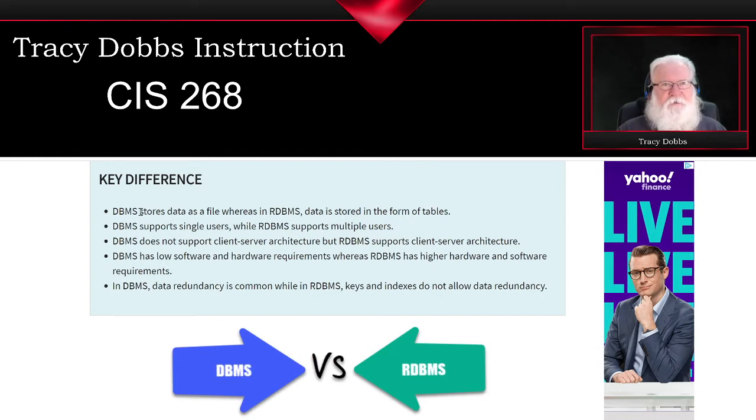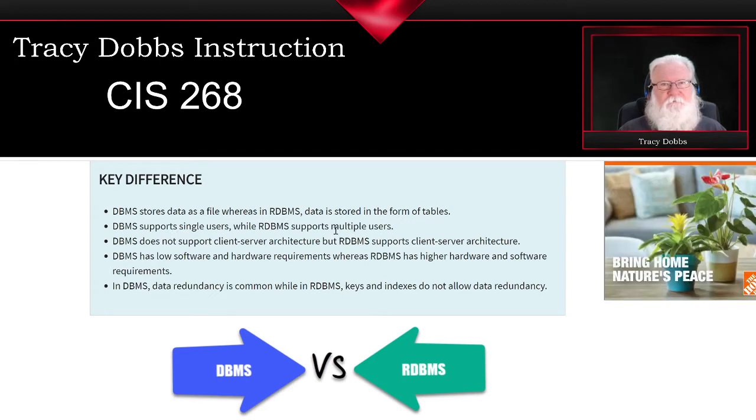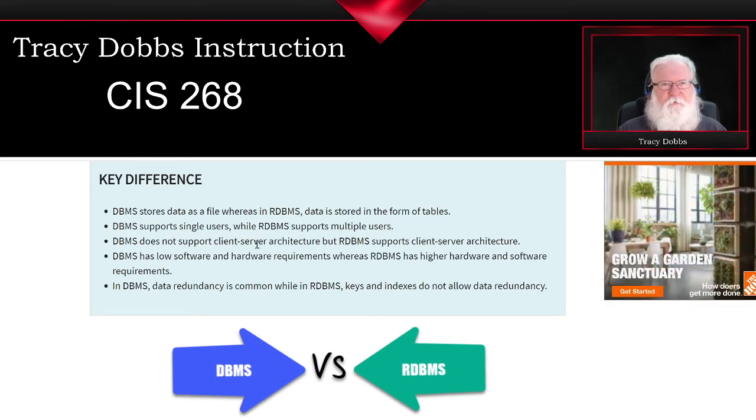So, database management system stores data as a file, whereas in a relational database management system, data is stored in the form of tables. Yeah, we will look at that. DBMS supports a single user, relational supports multiple users, and yeah, okay, I'll let that stand. I might have some disagreements with part of that, but good enough for right now. Okay, DBMS does not support client-server architecture, but a relational database management system does. DBMS has low software and hardware requirements. Doesn't take much. The example I'm going to show you is in Python and put it together in just a few minutes.